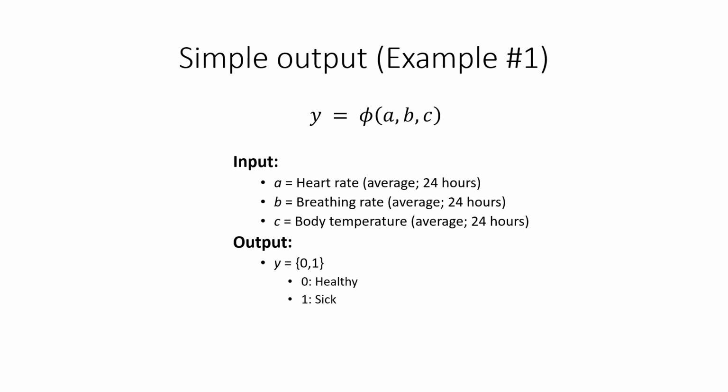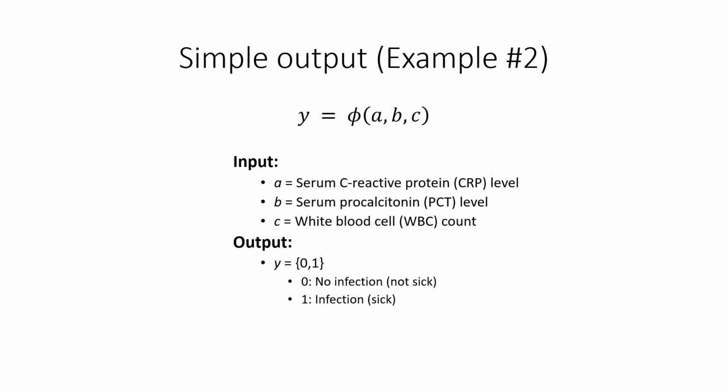Now, something you could do with a neural network is predict whether someone is sick based on their heart rate, breathing rate, and body temperature. In this case, A is heart rate, B is breathing rate, and C is body temperature. These values are fed into the neural network, which returns the output Y, which in this case is either a 0, indicating the person is healthy, or a 1, indicating the person is sick.